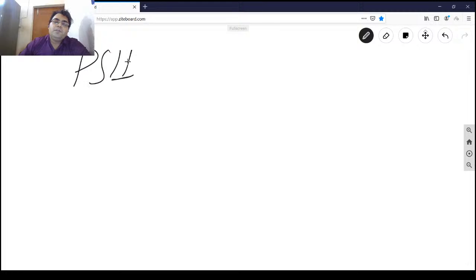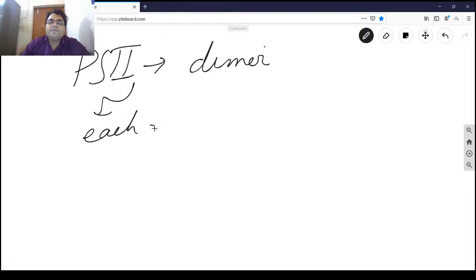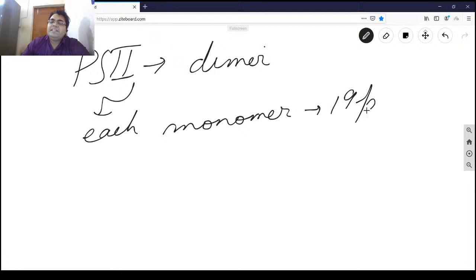PS2 is a huge dimer made up of two basic subunits, whereas each monomer is made up of 19 proteins. Okay, so huge is PS2. Photosystem 2, 19 proteins, you can think of how big it is.